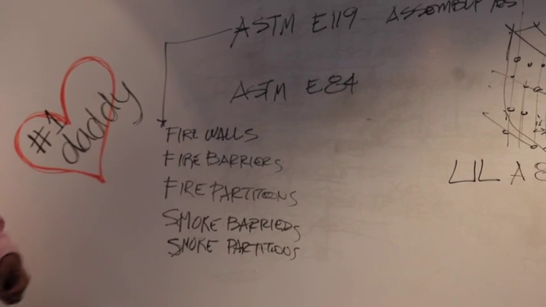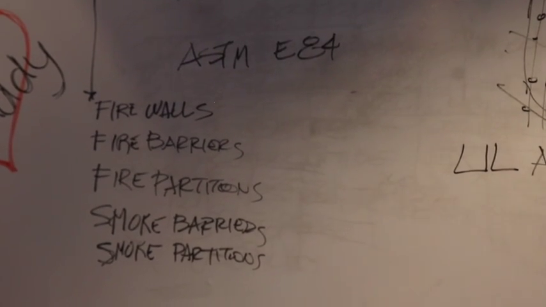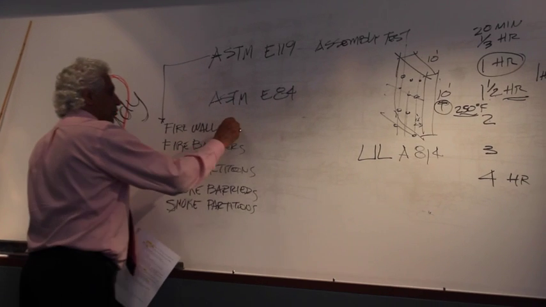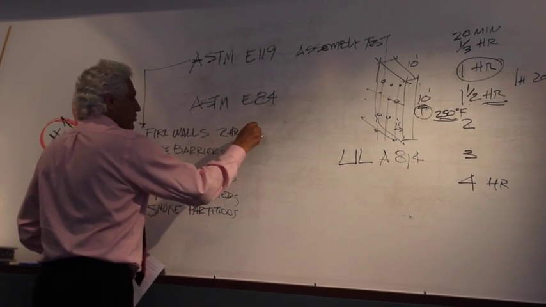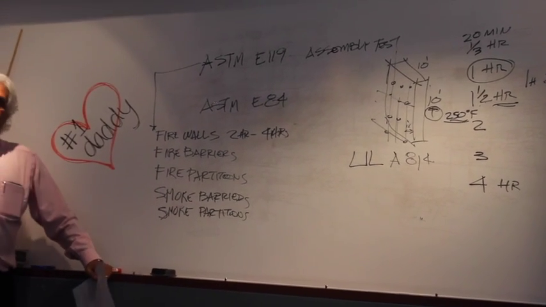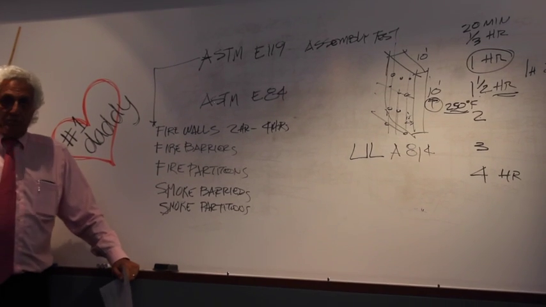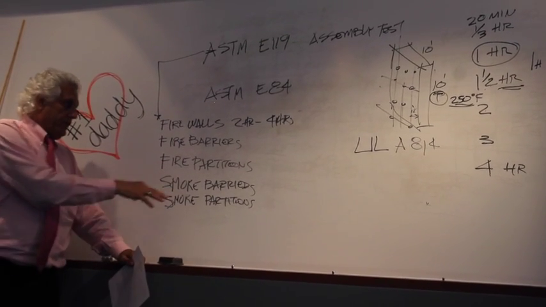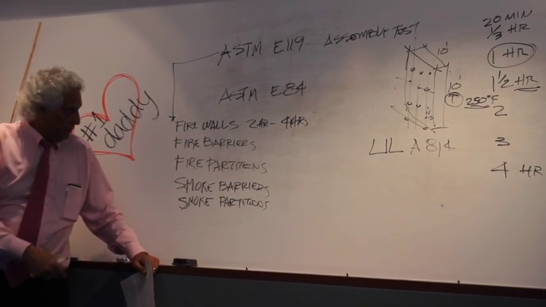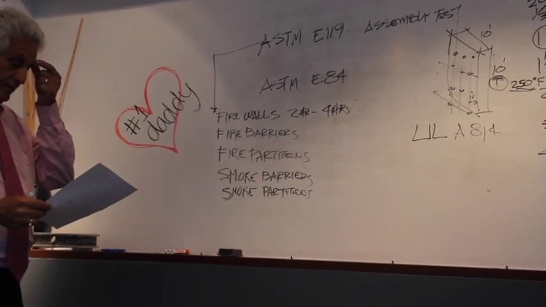Basically, firewalls are to separate buildings, and they're independent structures that allow collapse of a building from one side without affecting the collapse of another building. And those vary anywhere from 2 hours to 4-hour construction. And fire barriers are typically barriers in corridors. Fire partitions are separation of spaces or occupancies. And smoke barriers, like the name implies, they're a matter of preventing the spread of smoke from one space to another. And these are all defined in the building code. I won't get into too much detail.